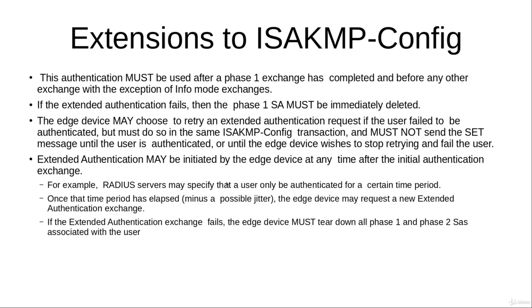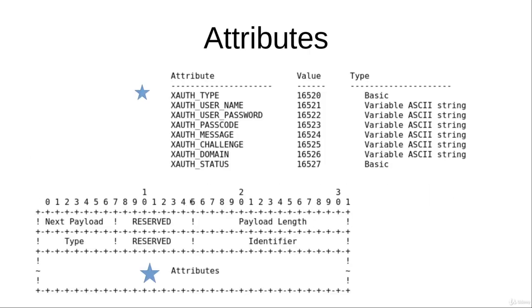Extended authentication can be initiated by the edge device at any time after the initial authentication exchange. For example, RADIUS servers may specify that a user only be authenticated for a certain time period. Once that time period has elapsed, the edge device may request a new extended authentication exchange. If the extended authentication exchange fails, the edge device will tear down all Phase 1 and Phase 2 SAs associated with this user.